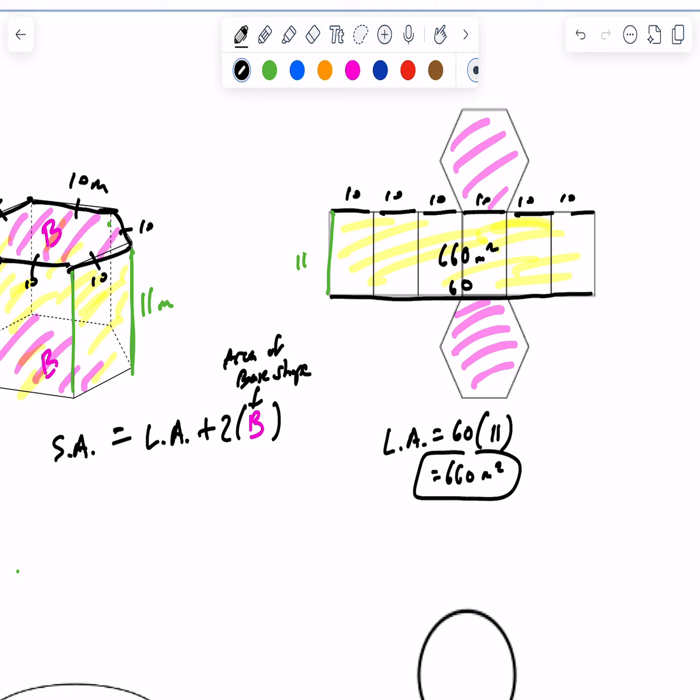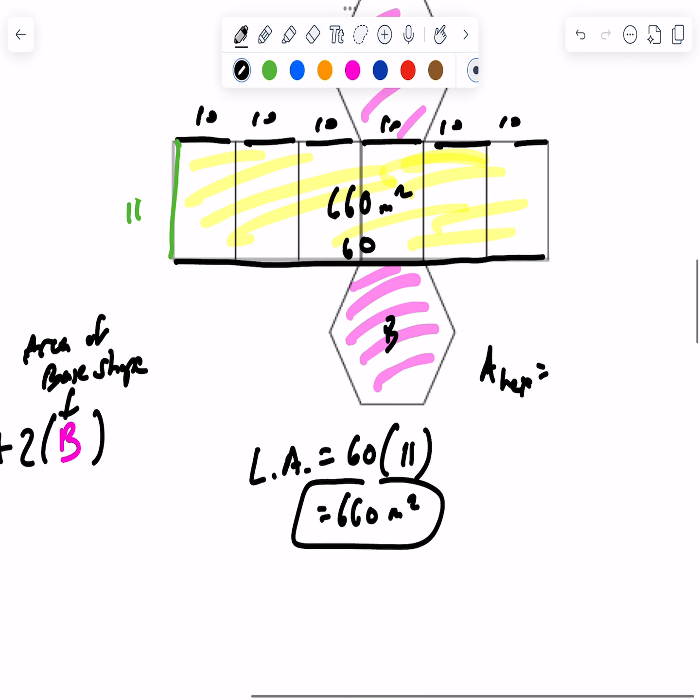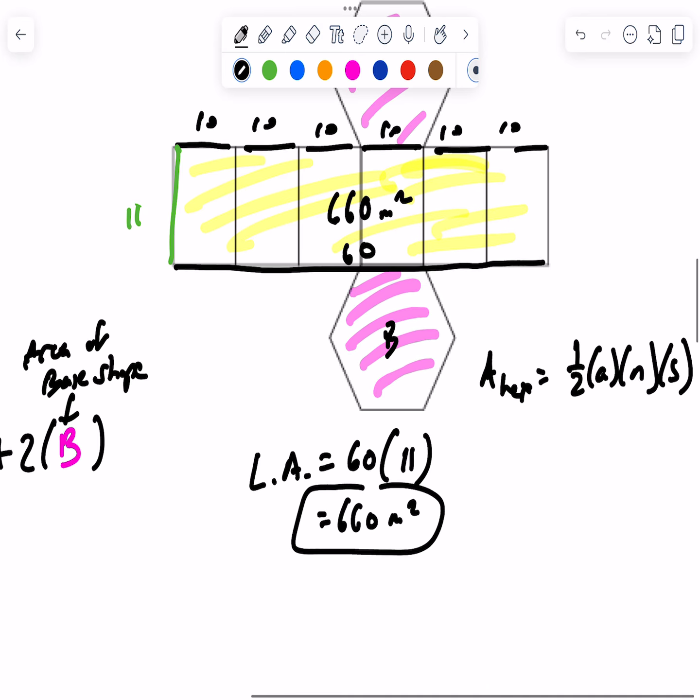And then we need to add on the two base shapes. This is our big B here for the hexagon, so I'll just say the area of the hexagon. What's the area formula for a hexagon? Remember, it's 1/2 apothem times the number of sides times the length of each side. So we have to do a little bit of work here. Remember, this is a 10.